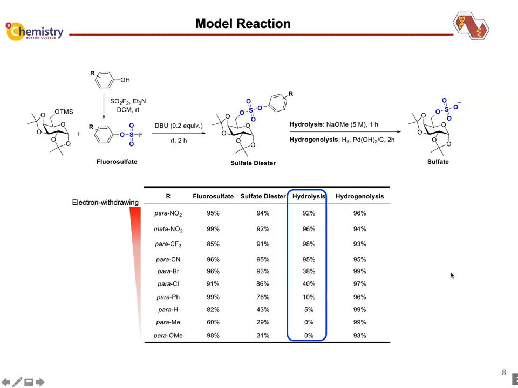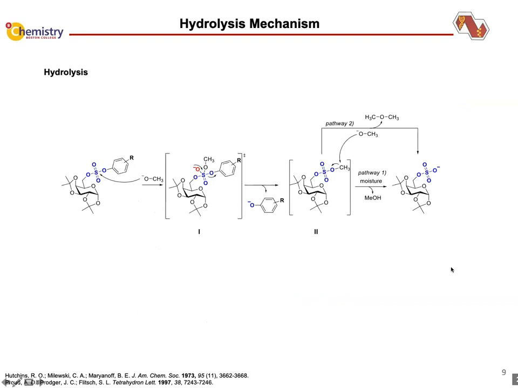And based on this, we came up with a mechanism hypothesis for this hydrolysis reaction. So this is the sulfate diester, and this is the base, sodium methoxide. The methoxide ion will nucleophilically attack the sulfur center, and that is a typical SN2 reaction.